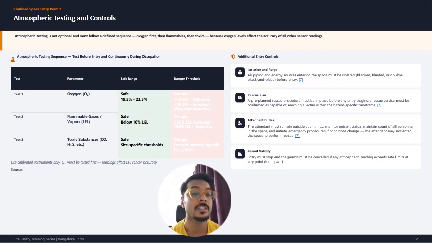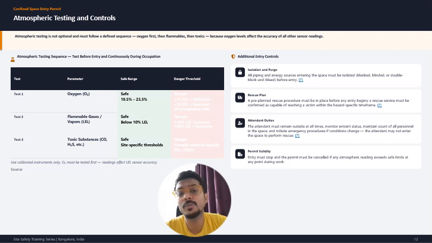Okay, toxic substances, any CO, SO2, any other monoxide, it's very dangerous. So you need to check against the site-specific threshold. What are the site-specific thresholds? Then we can go ahead.